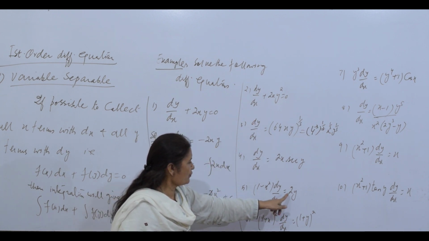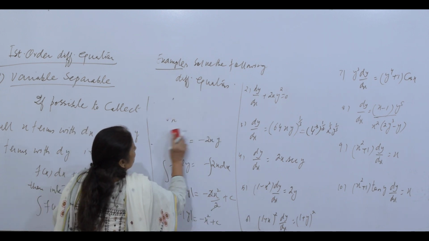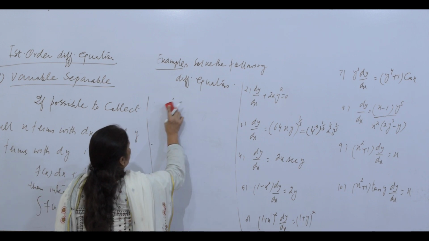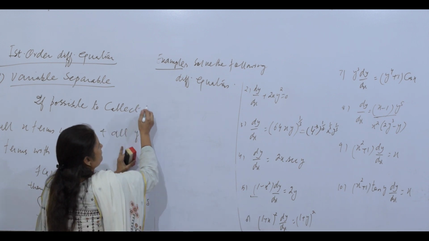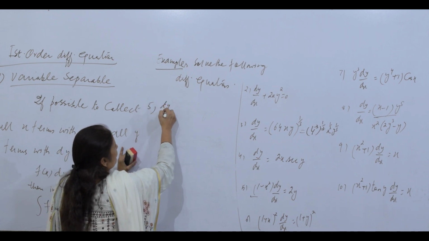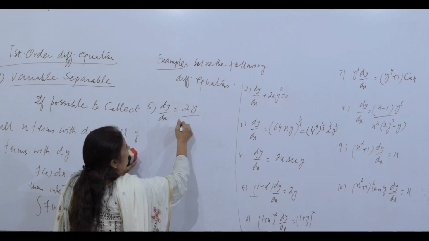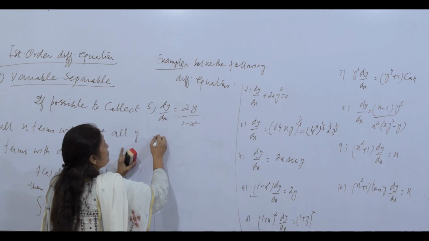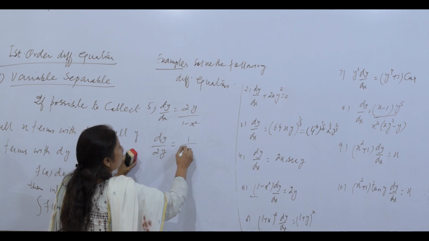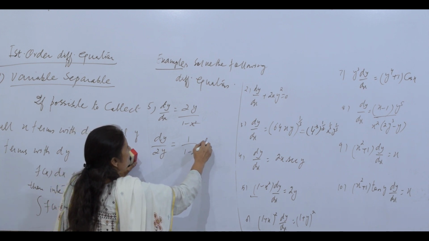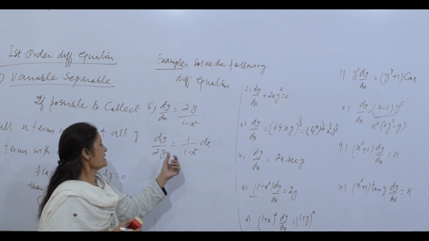Similarly, you can have 2y there, 1 minus x square. Let me have 2 more questions. Let me take the fifth one: dy by dx is equal to 2y over 1 minus x square. So dy over 2y is equal to dx over 1 minus x square. This I have separated: x terms with dx and y terms with dy.